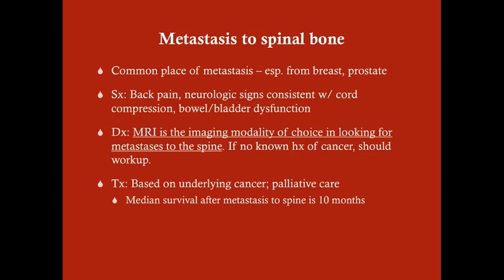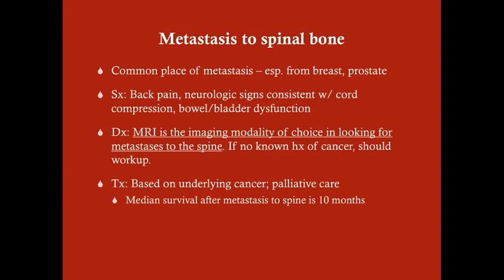Metastasis to the spinal bone. This is a common place of metastasis, especially from breast and prostate. Symptoms include back pain. You can have neurologic signs consistent with cord compression, because the metastases can compress upon the cord, and you can get bowel and bladder dysfunction if it's lower down. For diagnosis, MRI is the imaging modality of choice in looking for metastases to the spine.